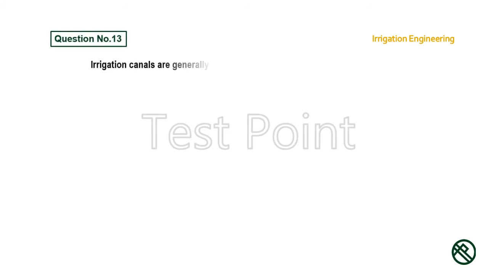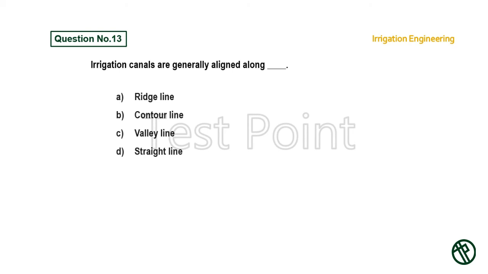Question number 13. Irrigation canals are generally aligned along: Option A, ridge line. Option B, contour line. Option C, valley line. Option D, straight line. Answer is option A, ridge line.